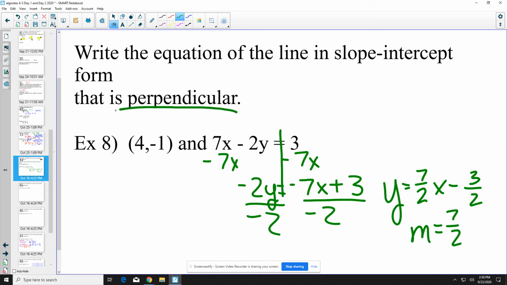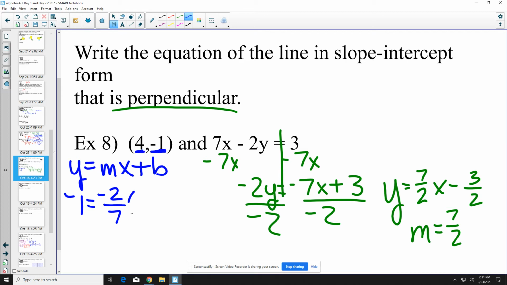But I want the equation of the line that's perpendicular. So I've got to find the opposite reciprocal of 7 over 2. That means take 7 over 2 and flip it over and make it 2 over 7 and make it negative. So when I find the equation of the new line, the slope needs to be -2 over 7. And what you do is you just write y equals mx plus b, and you plug in what you know. Well, I know a y value here is -1. I know I want my slope to be the opposite reciprocal, so -2/7.